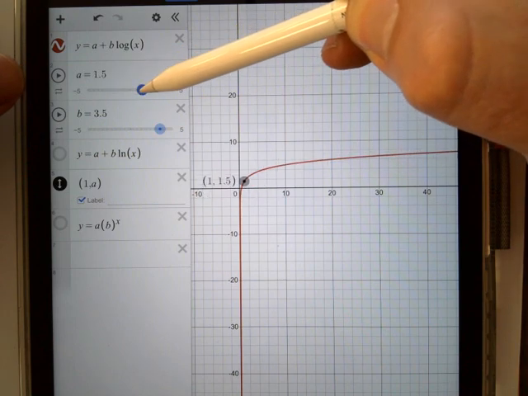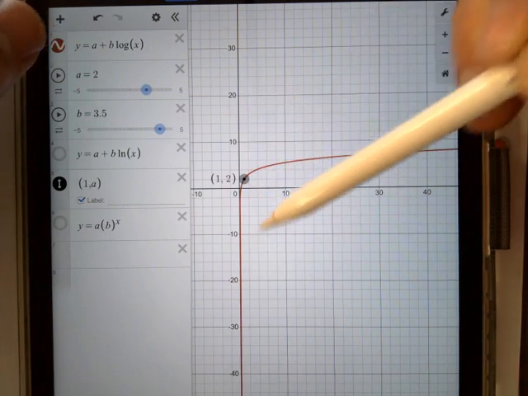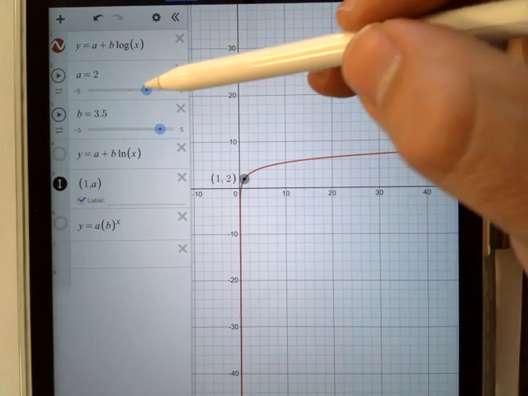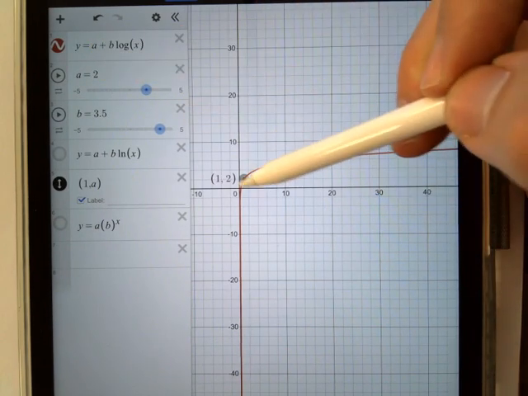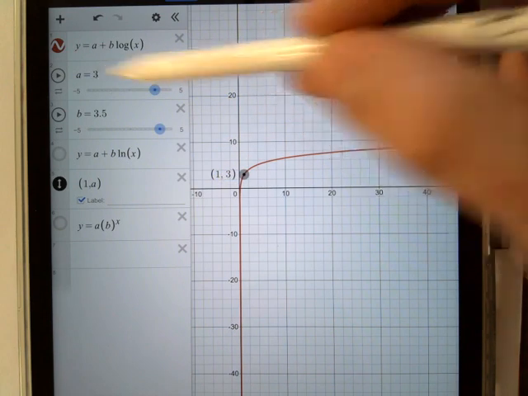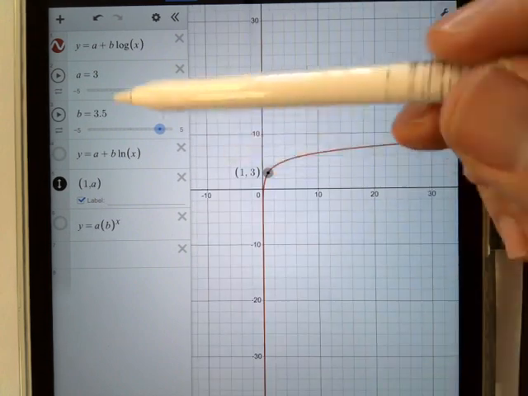So essentially the value of A could also increase or decrease this whole thing, shifting it vertically up and down. But the most important thing is that whatever A is, in this case it's 2, it will be (1, 2). If I make it 3, then it's (1, 3) on your graph, see? That's one important feature.